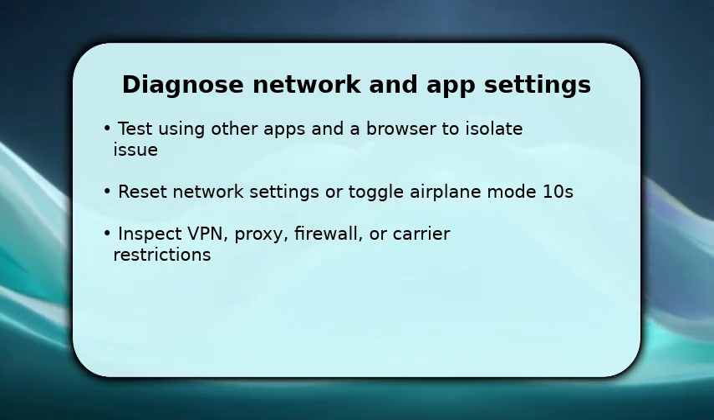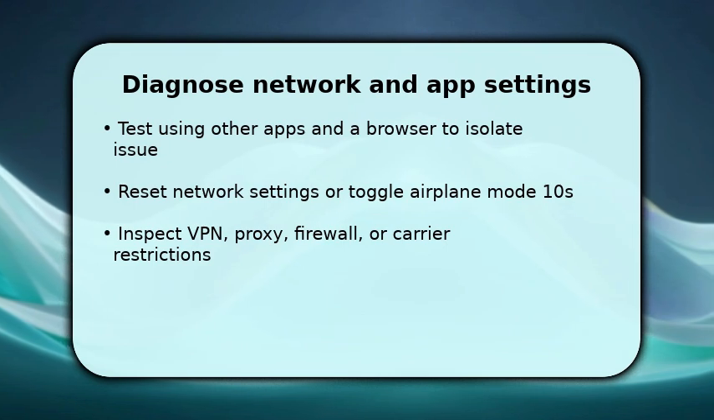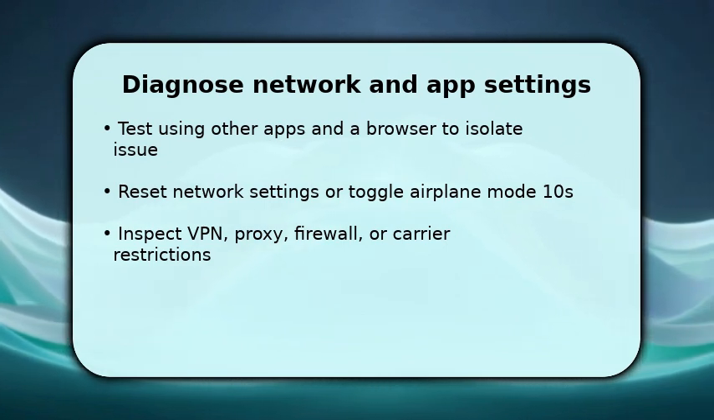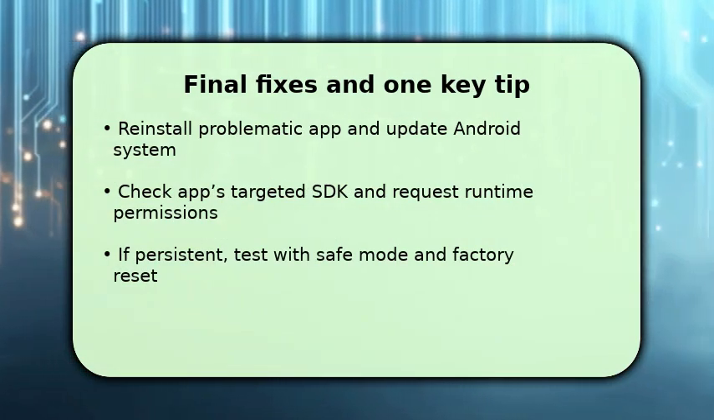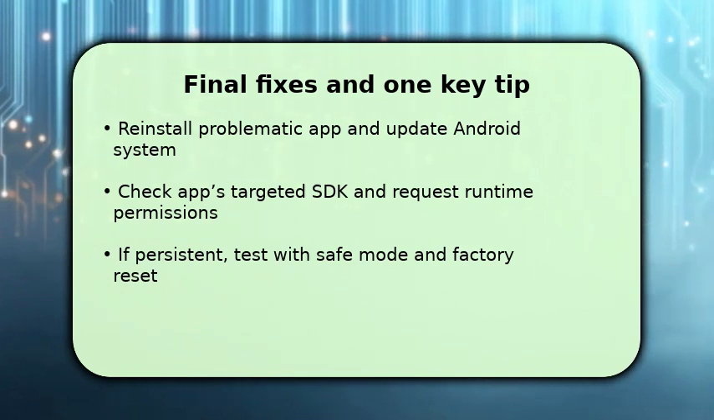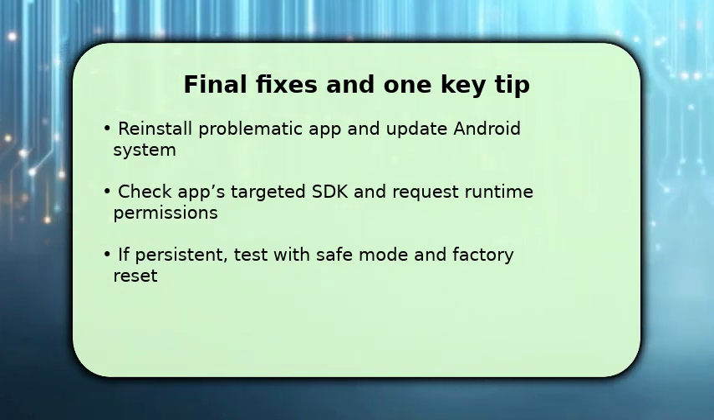Finish by reinstalling the app after updating the Play Store and Android system so runtime permission behavior matches expected APIs. Make sure the app requests runtime permissions for network-relevant features if it targets recent SDKs.